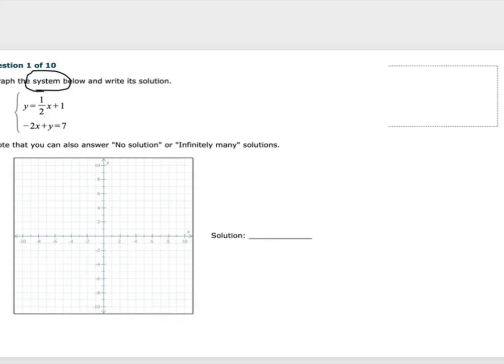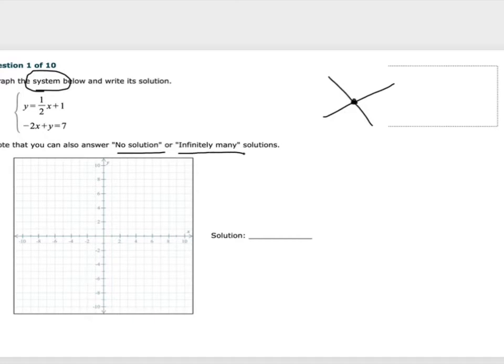Now, anytime we have a system of equations, that means we have two, sometimes more, but right now we're just dealing with two equations that we have to solve simultaneously, which means at the same time. And we're going to see that if there is a solution, these two lines are going to cross at some point, and that point where they cross is the solution. Okay, now notice it says, note that you can also answer no solution or infinitely many solutions.